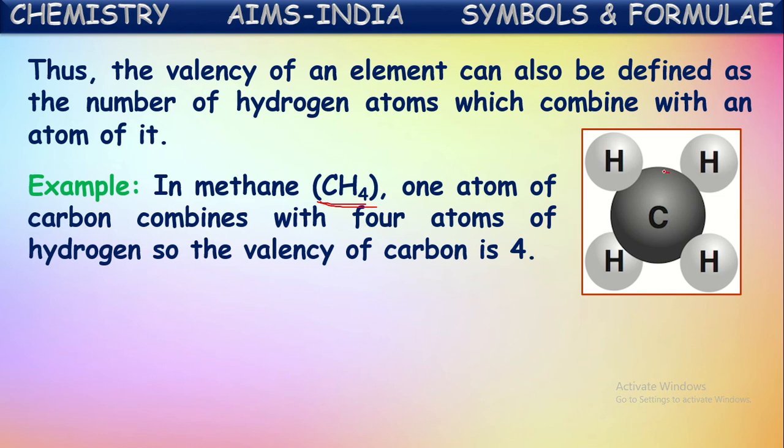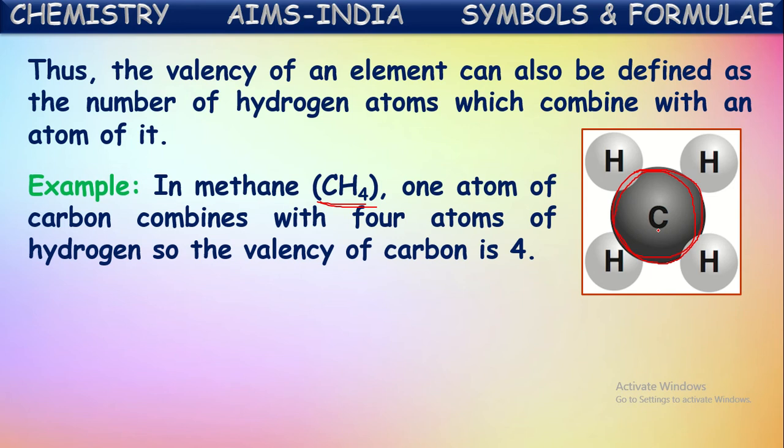Now we can say the valency of this atom which is combined with hydrogens is taken as 4. What is the atom called? Carbon. So the valency of carbon is considered as 4. Did you understand? In terms of hydrogen, valency is defined as the number of hydrogen atoms that combine with one atom of that element.